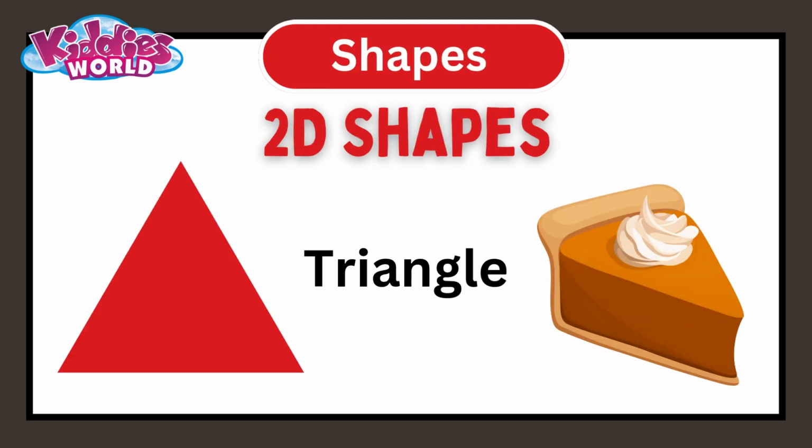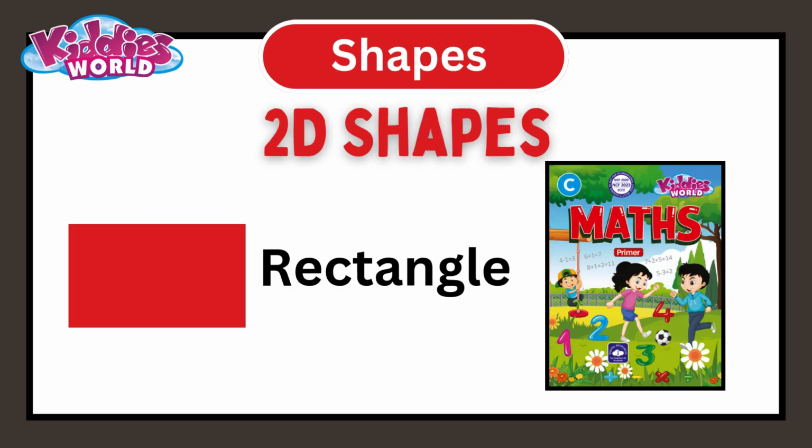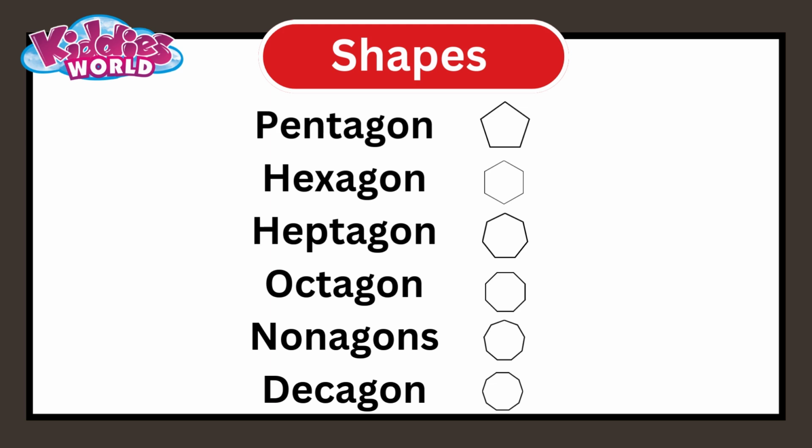A triangle has 3 sides, like a slice of pie. A rectangle has 4 sides, just like your notebook. There are also polygons like pentagons, hexagons, and octagons with 5, 6, and 8 sides.